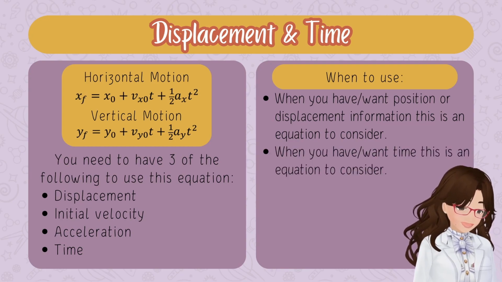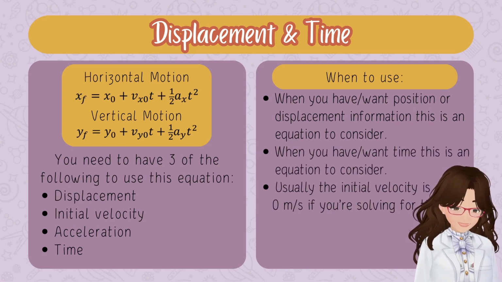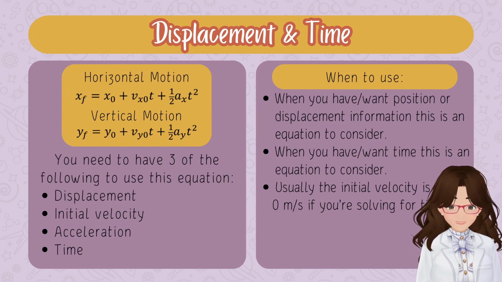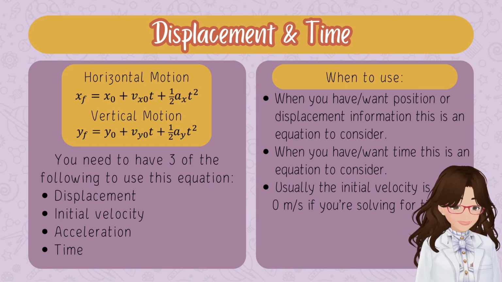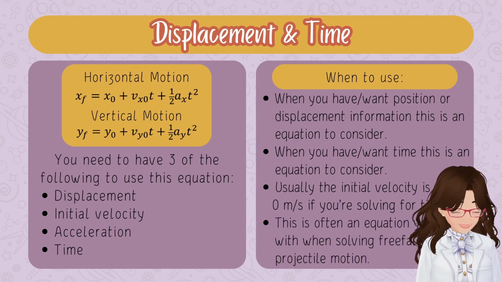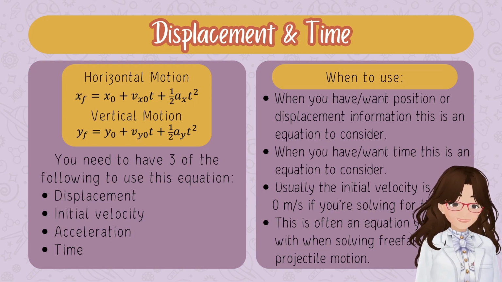Another thing is you may be trying to solve for time. Usually the initial velocity is 0 meters per second if you're solving for time, because if it isn't, you may have to use the quadratic formula in order to solve. This is often an equation that you start with when you're solving for free fall and projectile motion. So if you're looking at that unit in your physics class, this may be a good equation to keep in your back pocket.